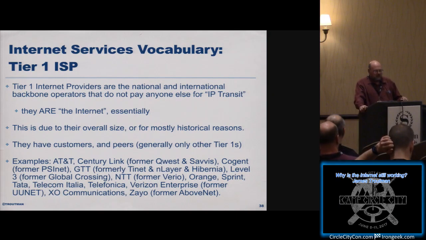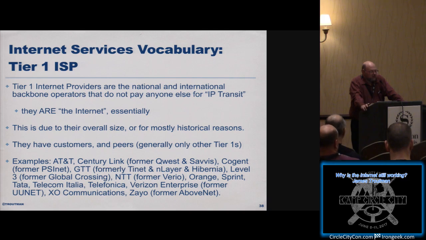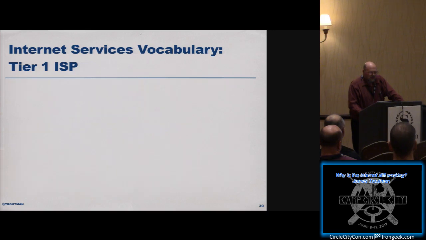So here's an example of some of these carriers that are considered to be Tier 1 because they don't pay anybody else: AT&T, CenturyLink, Cogent, Level 3, Sprint, Telecom Italia, Zayo, Verizon Enterprise, and others. And there's even more if you really start going into the international side of things.